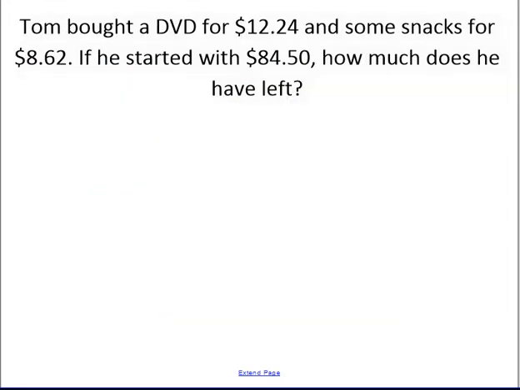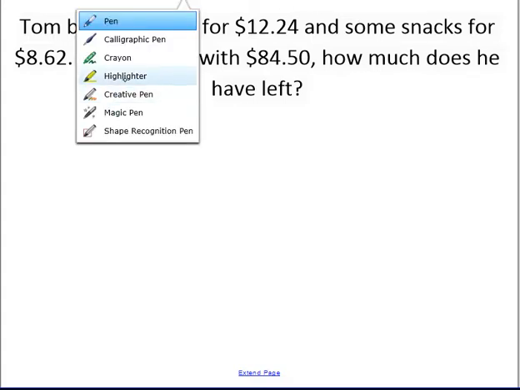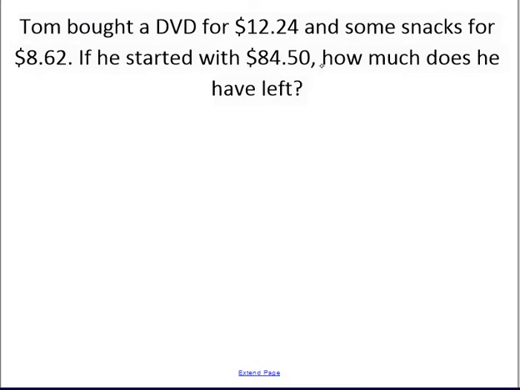All right, next question. Tom bought a DVD for $12.24 and some snacks for $8.62. If he started with $84.50, how much does he have left? So I read my problem once. I'm going to highlight my question. How much does he have left? The second thing I'm going to do is highlight my keyword that's going to help me out with my operation. And this right here, have left, is going to tell me subtraction.